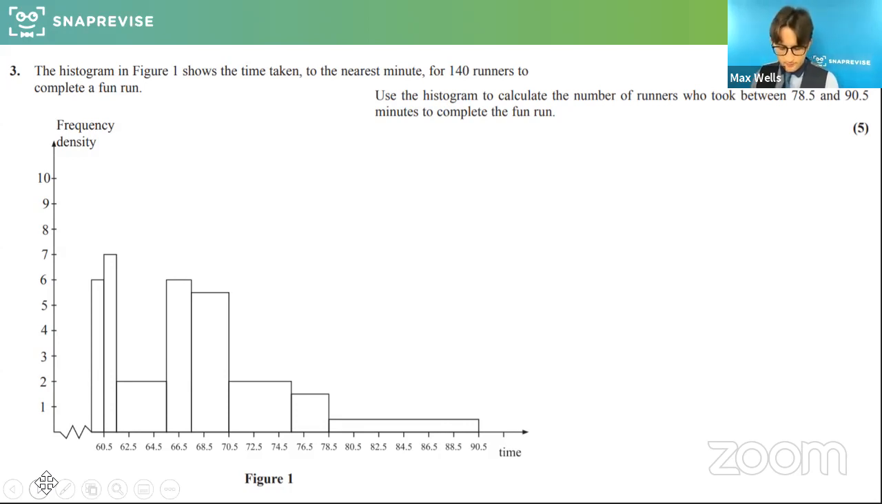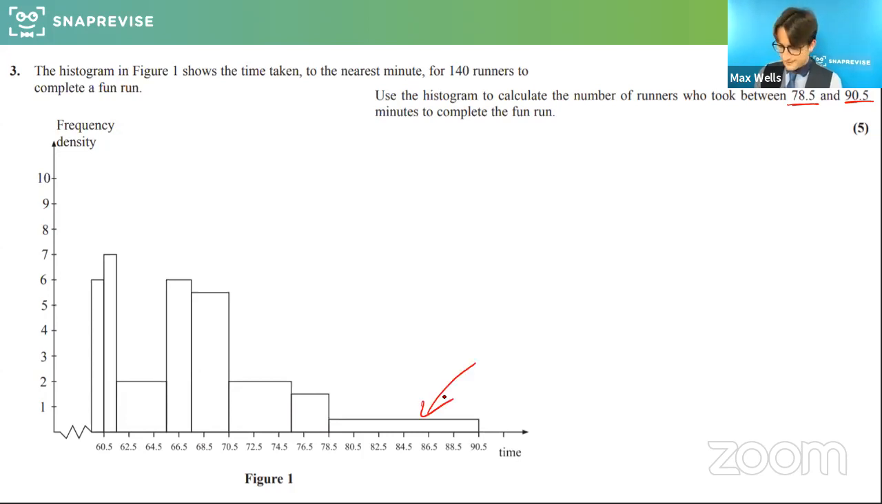So this histogram shows the time taken to the nearest minute for 140 runners to complete a fun run. And we're going to use the histogram to calculate the number of runners who took between 78.5 and 90.5 minutes to complete the fun run. Okay, so the way we're going to go about this, again, I'll give you a chance to have a little think ahead, but look at where this is on the histogram.